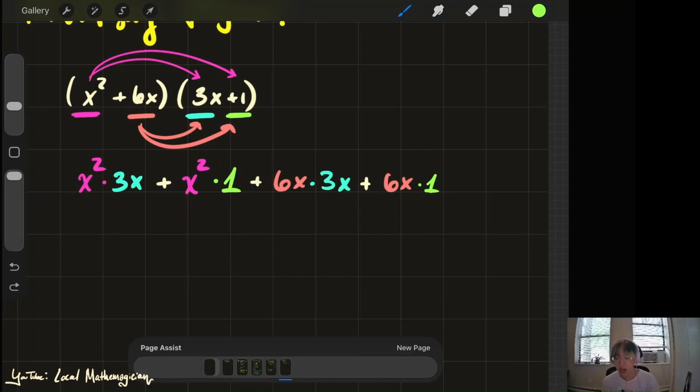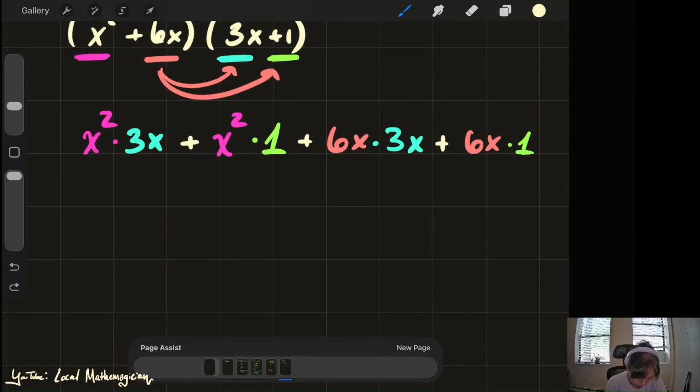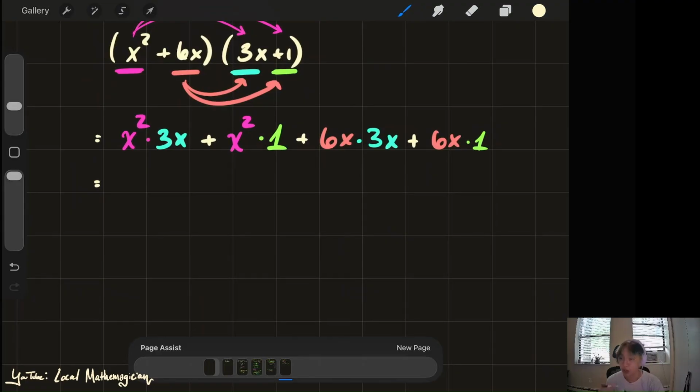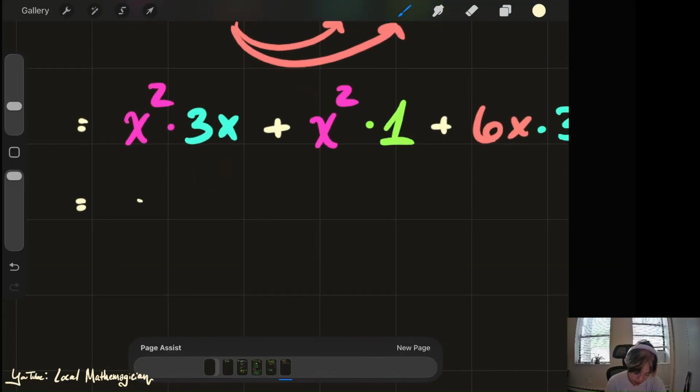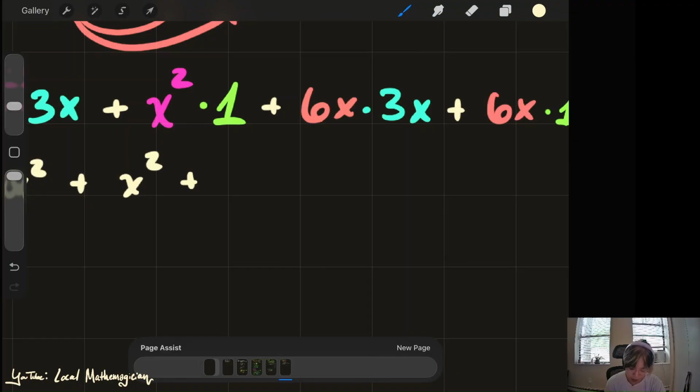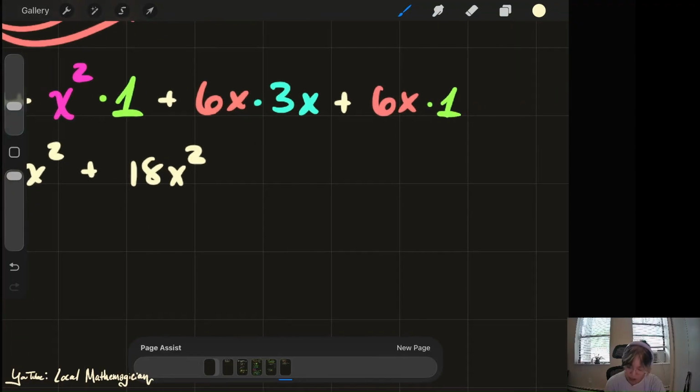And so from here, I'm going to strongly insist that you simplify, okay? So once you get here, it's kind of smooth sailing. You have all of the pieces being multiplied together. Let's actually properly multiply it out, okay? So what's x squared times 3x? That should be 3x squared. Plus x squared times 1 is simply x squared. 6x times 3x is going to be 18x squared. And 6x times 1 is 6x.